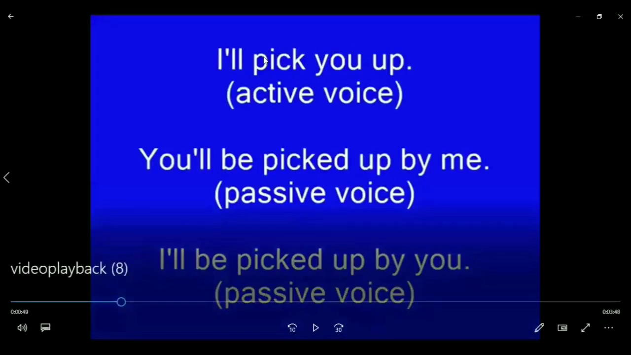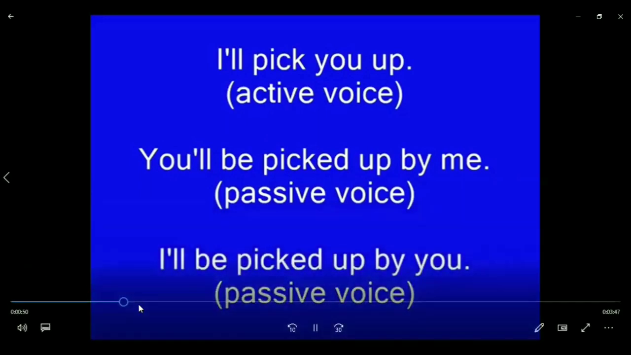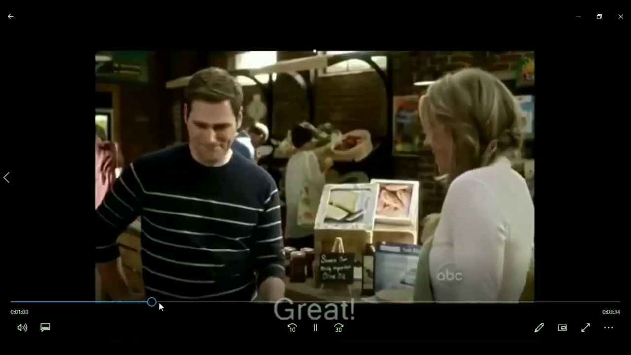Okay, let's look. I will pick you up. Active voice because I am doing the action. I will do the action in the future, right? And how can we change it into passive voice? You is the object of the sentence in active voice, and becomes the subject of the sentence in passive voice, and we add will be and verb 3. You will be picked up by me. I will be picked up by you. I'm not doing the action here. Someone is doing it for me. So that's why it's passive voice. Be picked up by you.